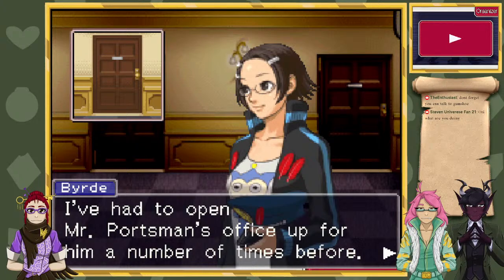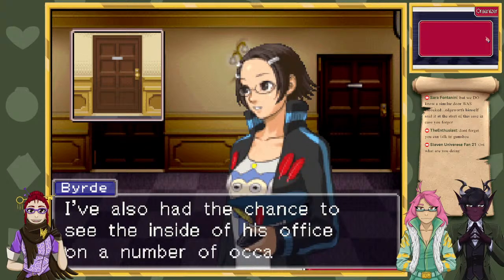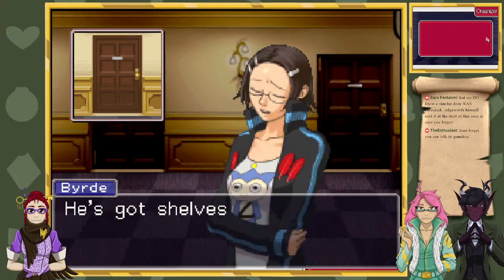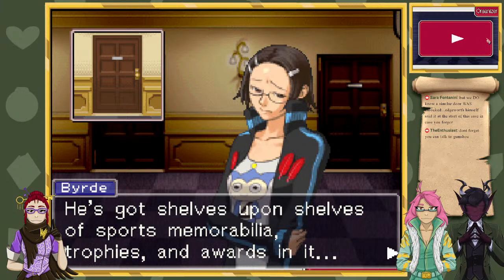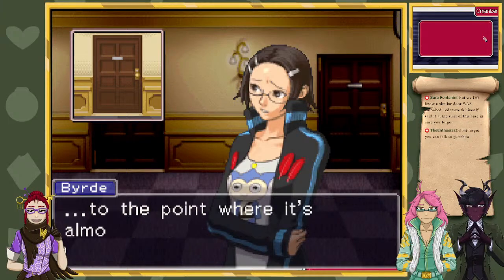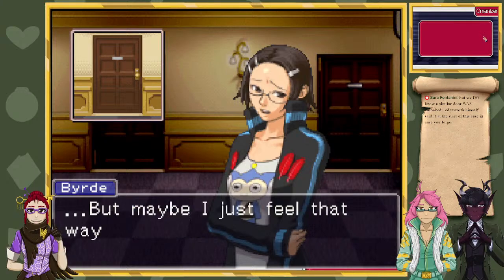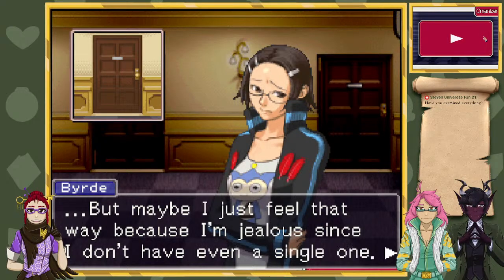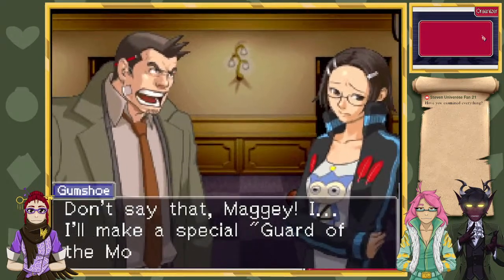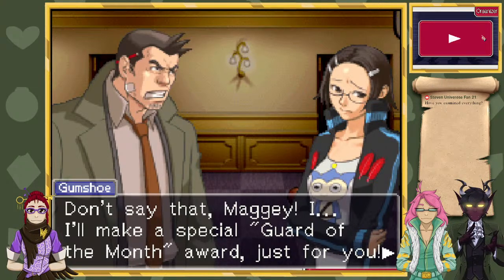Now I'll get logic. I've had to open Mr. Portsman's office up for him a number of times before. Alright, I will talk to Gumshoe. I've also had the chance to see the inside of his office on a number of occasions, too. He's got shelves upon shelves of sports memorabilia, trophies, and awards in it. This is clearly a man that peaked in high school. Almost to the point where it's almost beyond gaudy, sir. But maybe I just feel that way because I'm jealous since I don't have even a single one. Oof. Don't say that, Maggie! I'll make a special God of the Month award just for you!